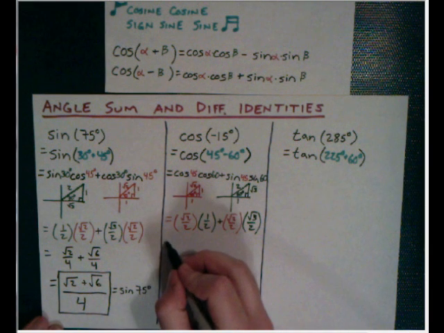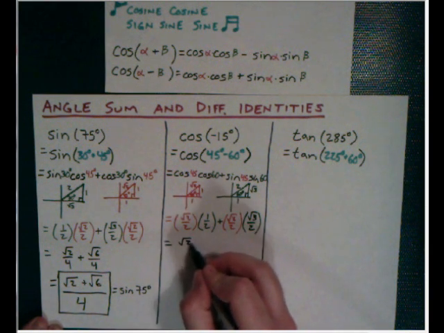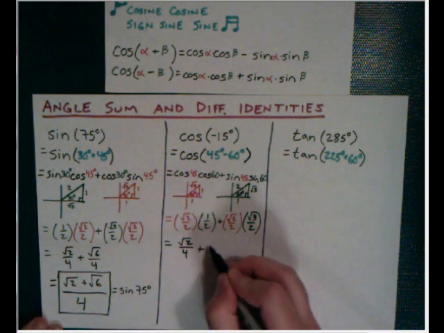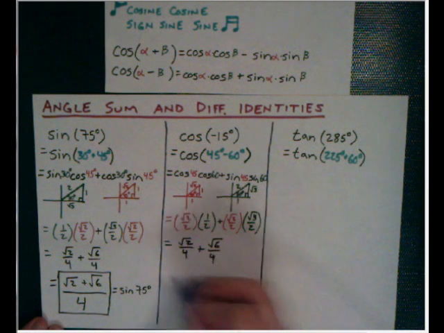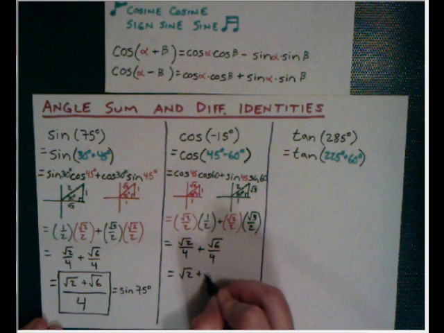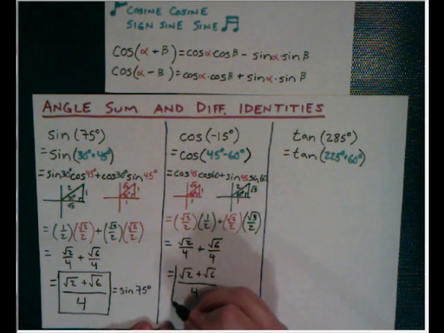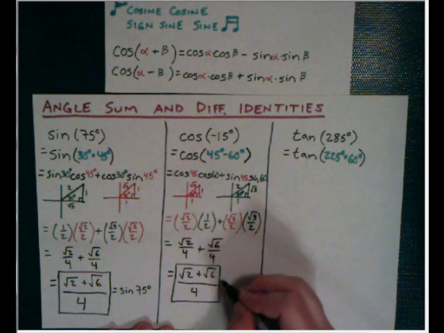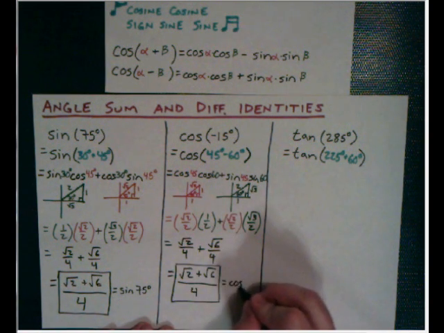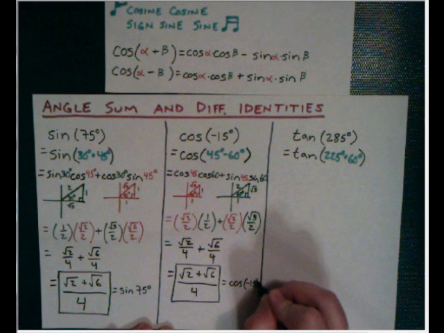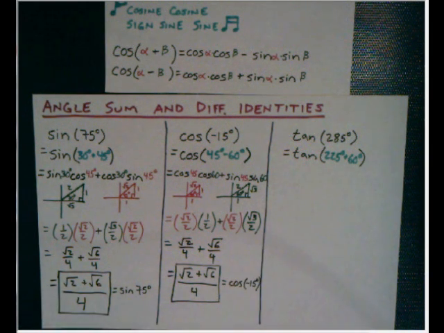Simplifying everything here, we're going to get root 2 over 4 plus root 6 over 4, which is a very familiar answer. Root 2 plus root 6 all over 4. So there's our answer. And again, what that equals is the cosine of -15 degrees. And yay, everyone's happy. Okay, so there's a second one. There's our example of cosine.